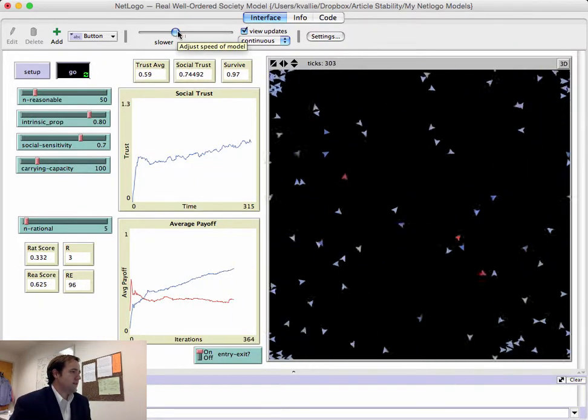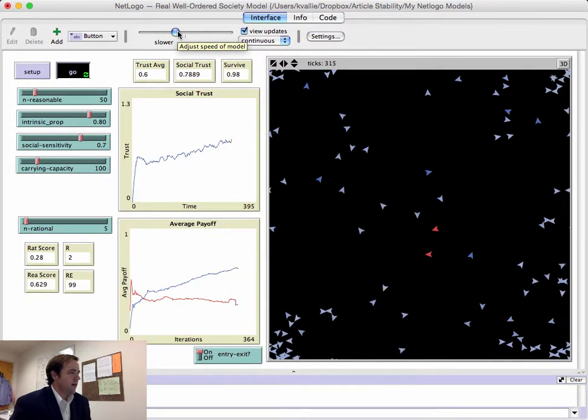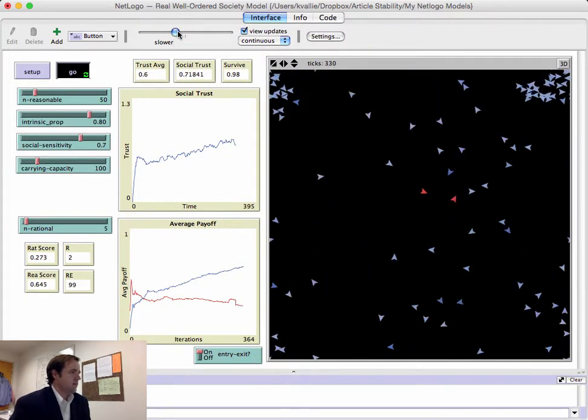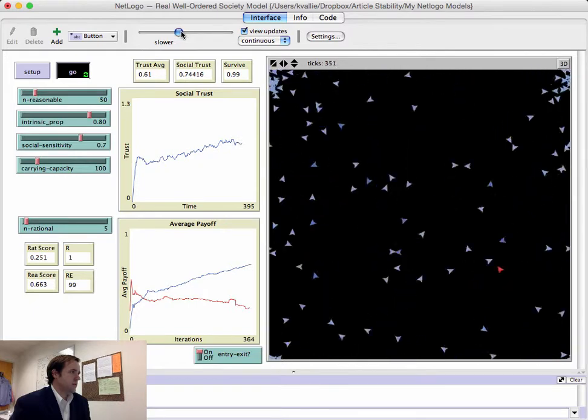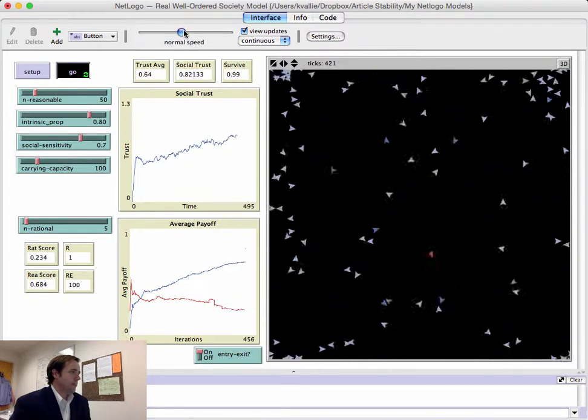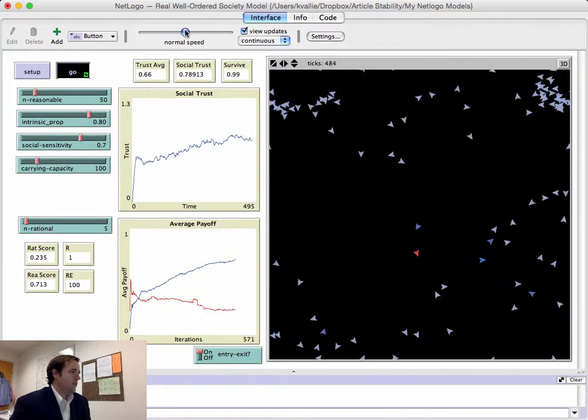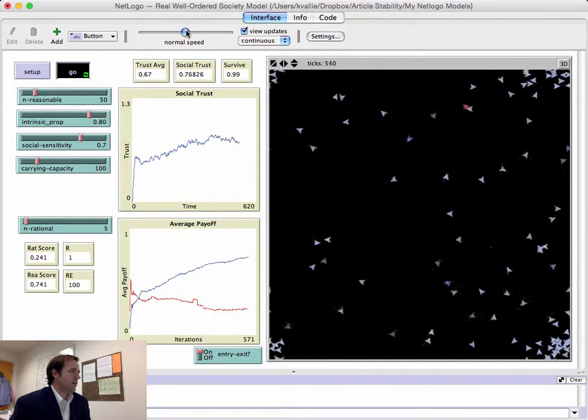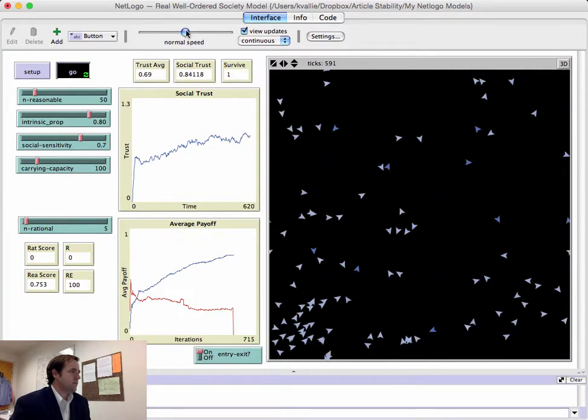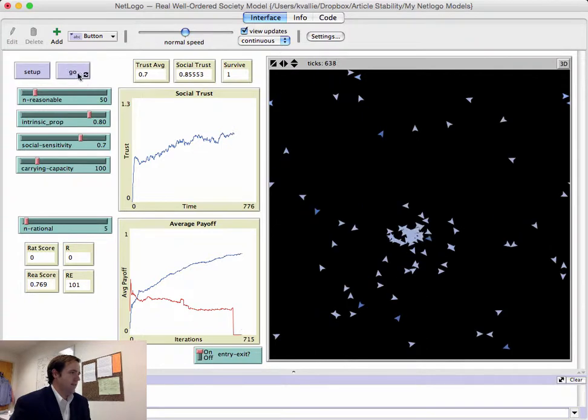And what you see is, the dynamic continues, and eventually we reach a point, and it's taking a little while longer than it usually does. There, right there. See, the number of rational agents went to 0. And now we have a system where there's just reasonable agents with an entry-exit dynamic.